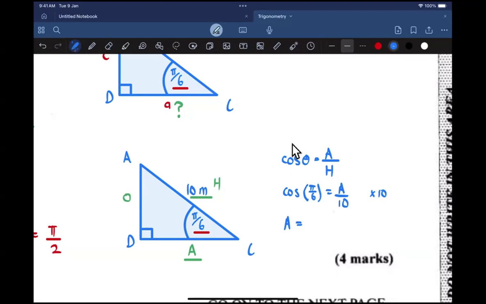So A is equal to what? What is A equal to? I multiply both sides by 10.